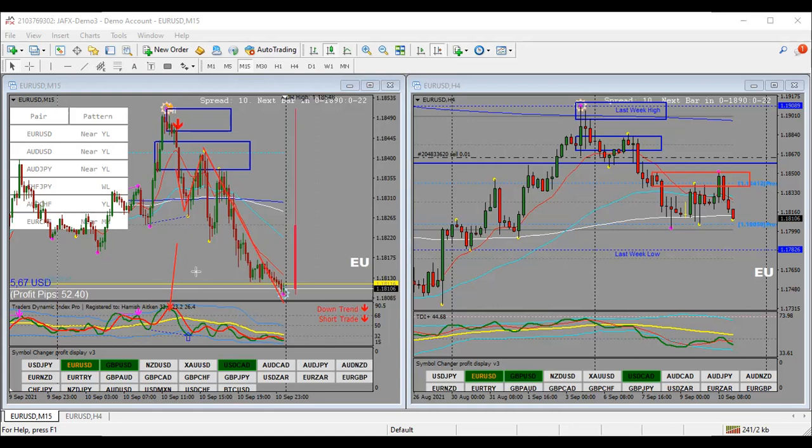Did you see that? Number one, we have a bearish setup on H4. Two, price at yesterday's high, because it came out of yesterday's high.